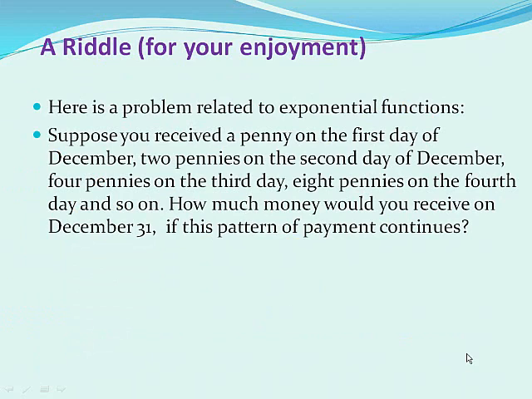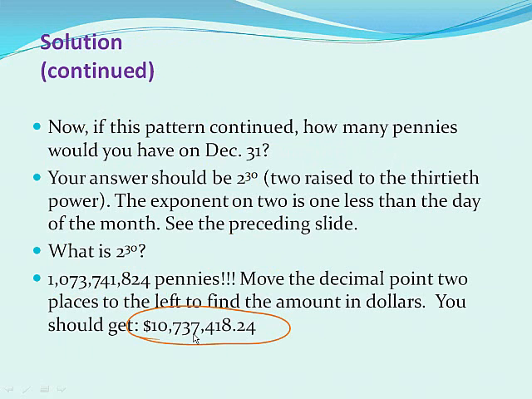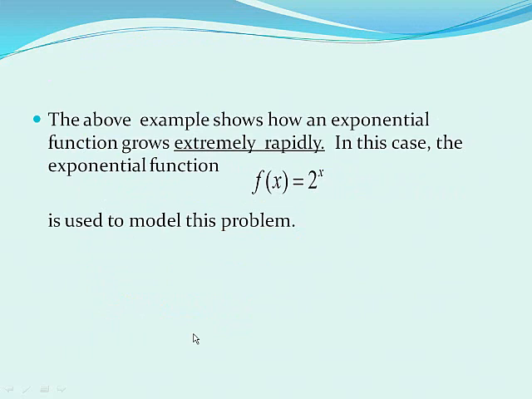Here is a riddle for your enjoyment. Suppose you received a penny on the first day of December, 2 pennies on the second day of December, 4 pennies on the third day, 8 pennies on the fourth day, and so on. How much money would you receive on December 31st if this pattern of payment continues? Here is a solution for you to look at. You'll be surprised to know that this amount will be a huge number. The above example shows how an exponential function grows extremely rapidly. In this case, the exponential function f of x equal to 2 power x is used to model this problem.